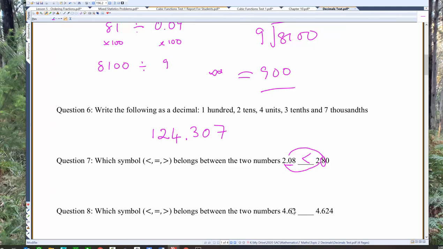Which symbol would make these true? Let's have a look. So we've got 4 and 4 is the same, 6 and 6 is the same, 2 and 2 is the same. This has got 4 thousandths, this has got 0 thousandths. This one here is bigger than this one, or this one is less than this one.